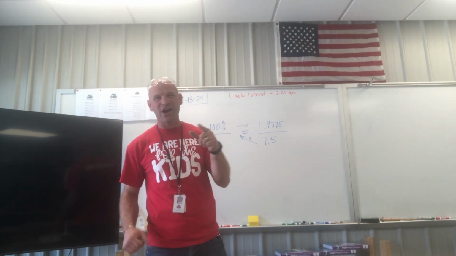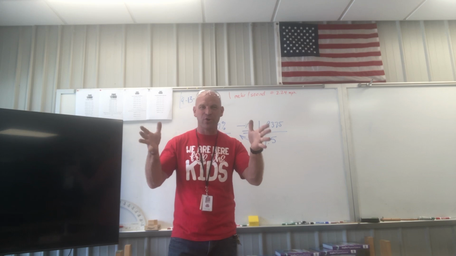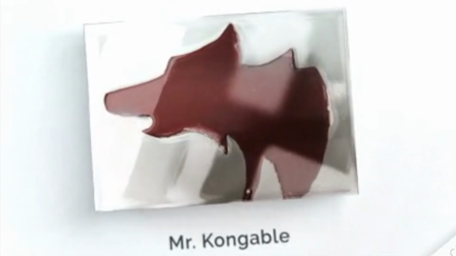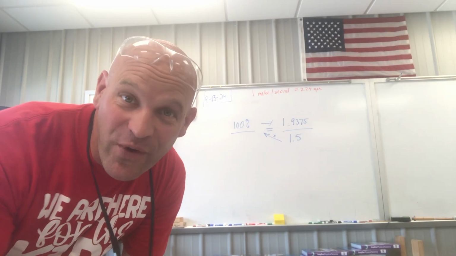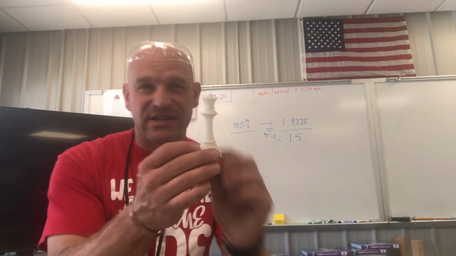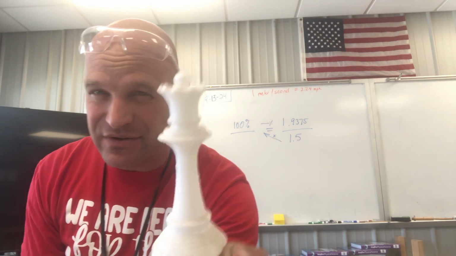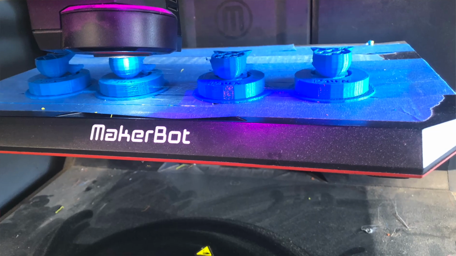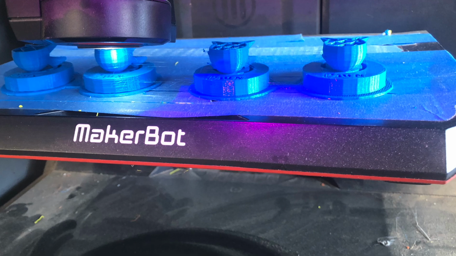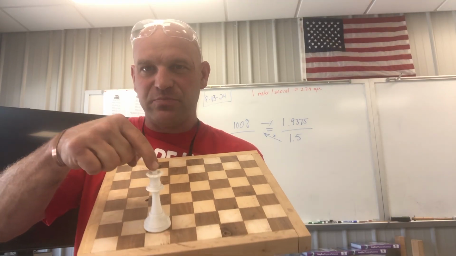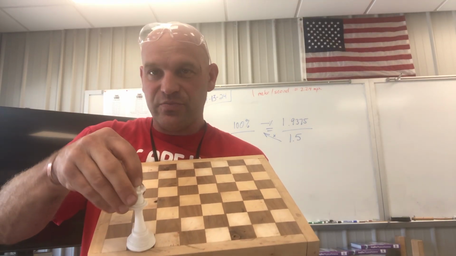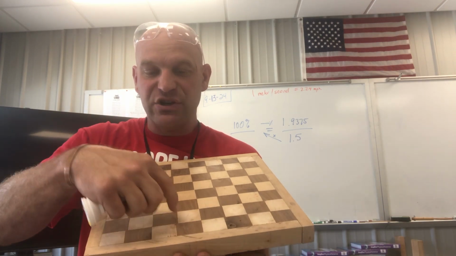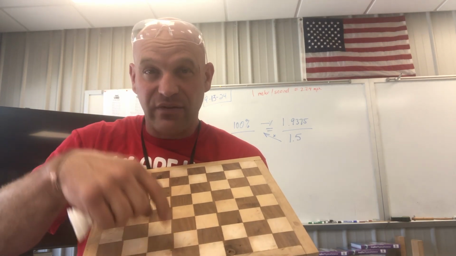I would like to talk to you about how to determine a proportion. All right, so we actually 3D printed some pieces, not this one. This is the size that we wanted it to be. We wanted it to fit our chessboard. And this one just barely fits those spots, the 1.5 inch squares that we have on our chessboard.